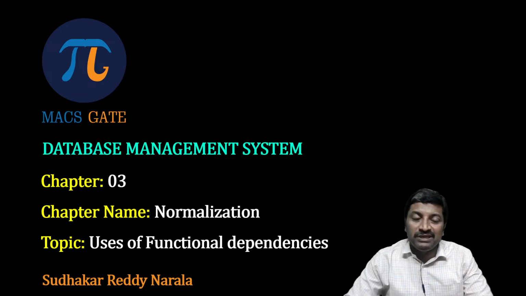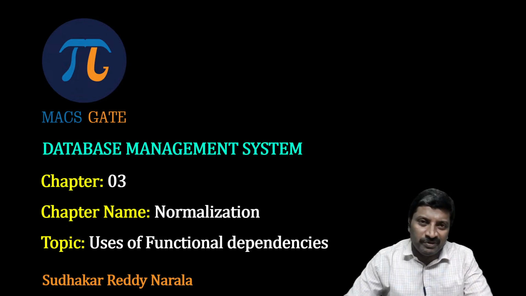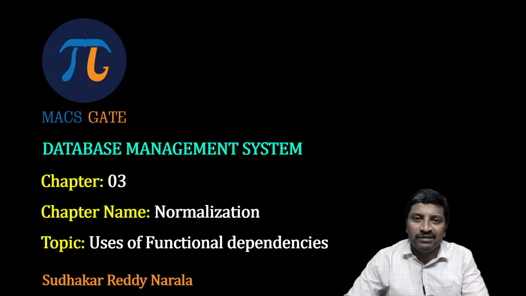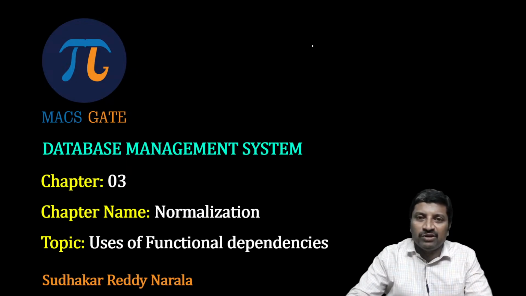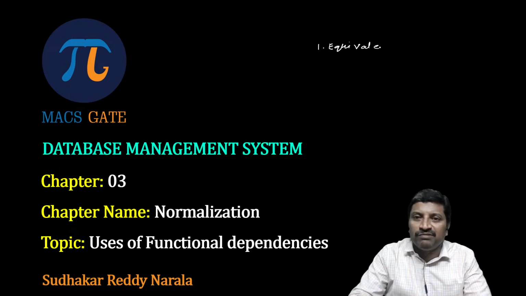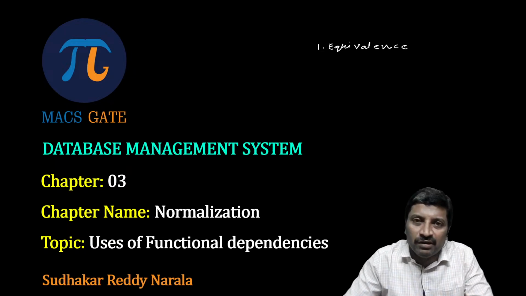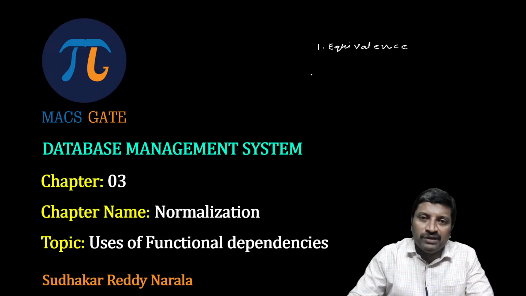In DBMS, in the last session, we have seen how to use functional dependencies to identify the candidate keys for a given relation schema. Now let us continue the uses of functional dependencies. In this session, we are going to discuss two more uses. The first one is equivalence. Whenever they are given two sets of functional dependencies, we need to verify whether they are equivalent or not. That is the first one.